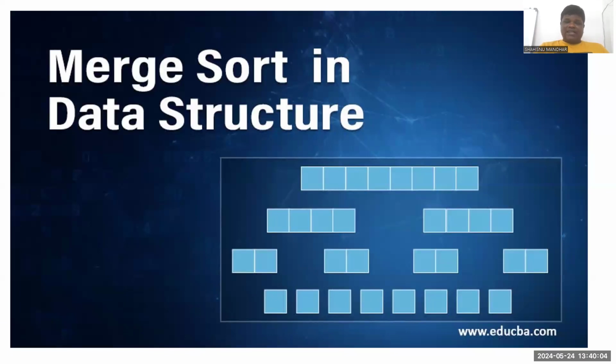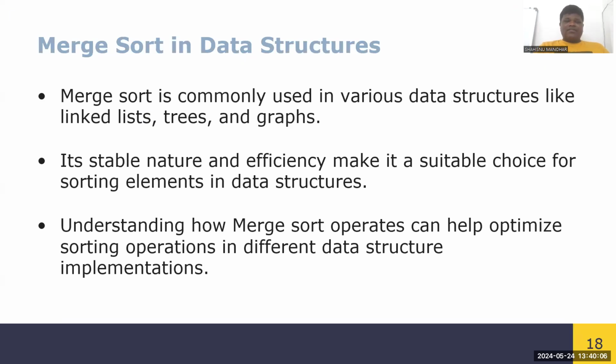Let's see merge sort in data structures. Merge sort is commonly used in various data structures like linked lists, trees, and graphs. Its stable nature and efficiency make it a suitable choice for sorting elements in data structures. Understanding how merge sort operates can help optimize sorting operations in different data structure implementations.